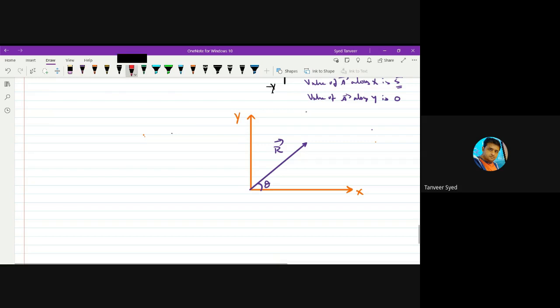Simple. To find the x component, which we also call the horizontal component, from the tip of vector r you draw a perpendicular onto the x-axis. Then this value, right from here to here, is the value of vector r along the x direction. So I will call it rx. rx means the component of r along the x direction.